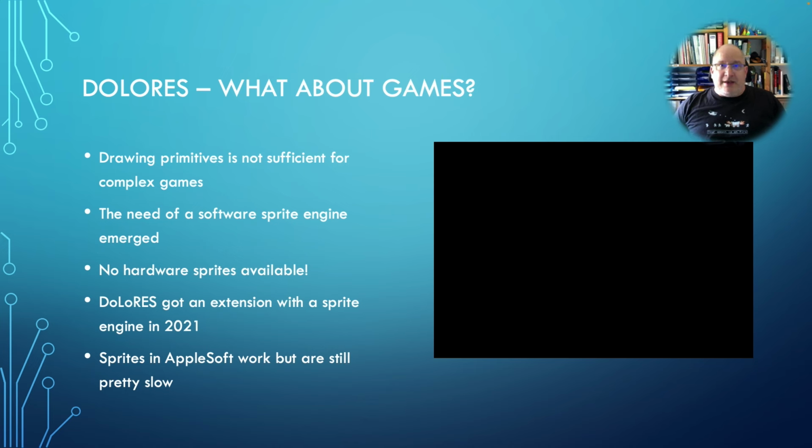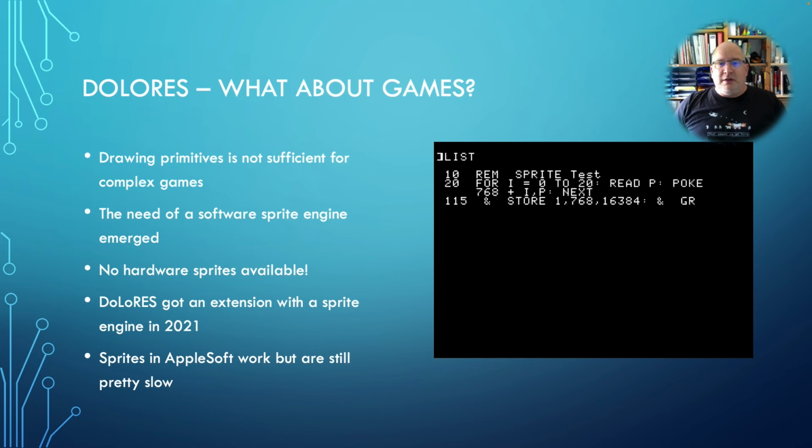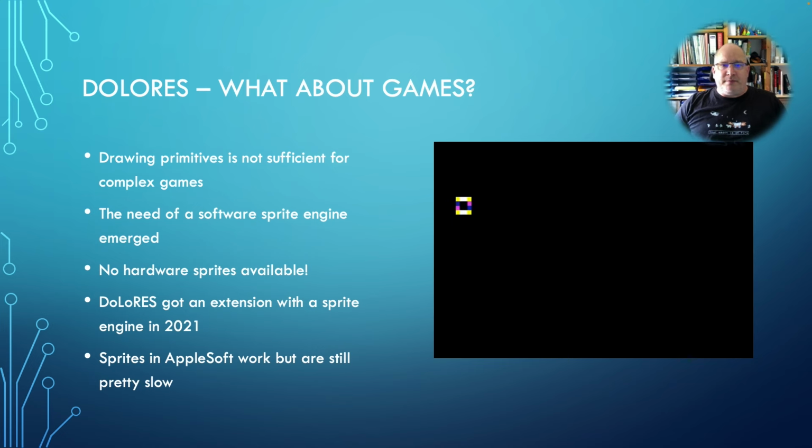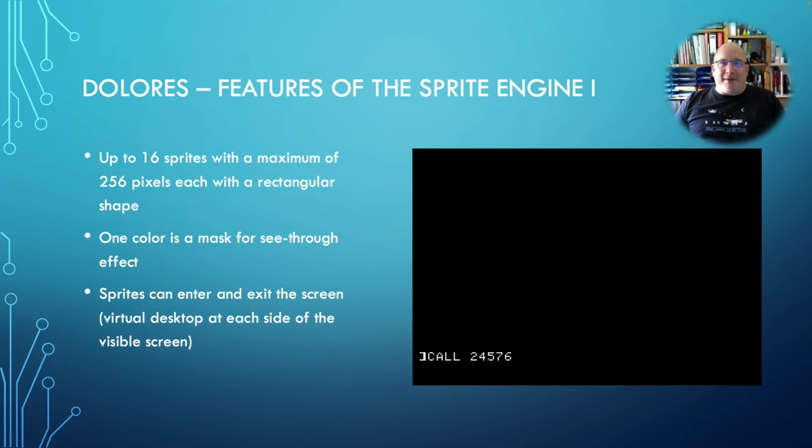It works nicely, but for animations, it is rather slow, as you can see in the following video, which shows a simple sprite that is moving across the double low-res screen. So this is nice for tile or puzzle games, but it is definitely too slow for action games. Let me explain some features of the sprite engine.